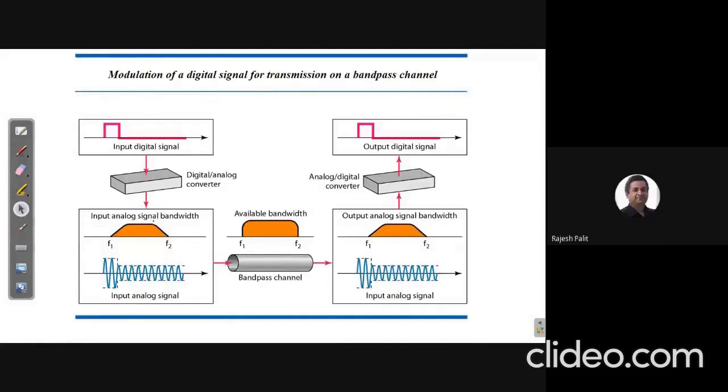This is your input signal, and this is your input analog signal. So according to the amplitude of the input signal, you change the frequency of the carrier signal. Okay, you change the amplitude. So for 1 high amplitude, for 0 low amplitude. So using a band pass channel, you can pass it at the receiver end. From the change in amplitude, you can detect what was sent to the receiver.